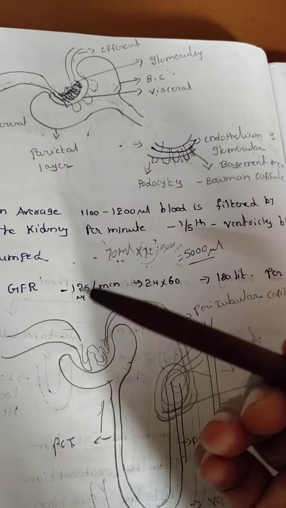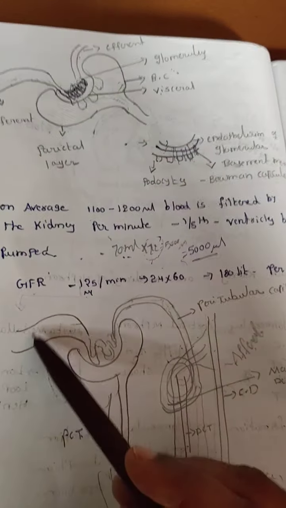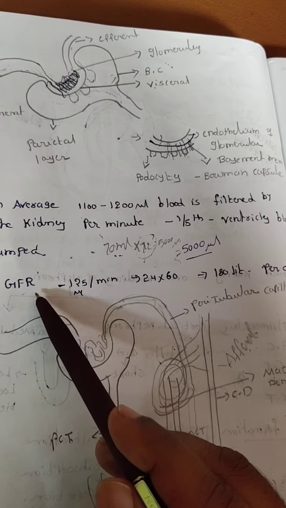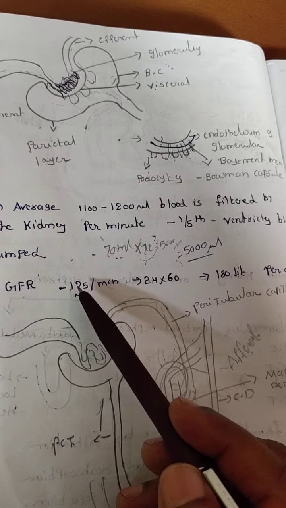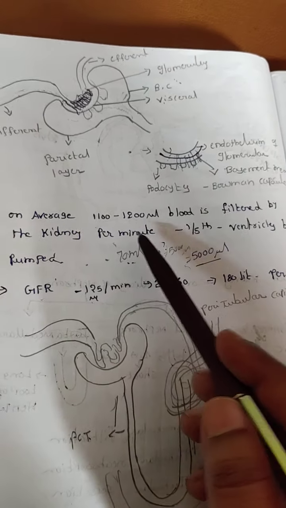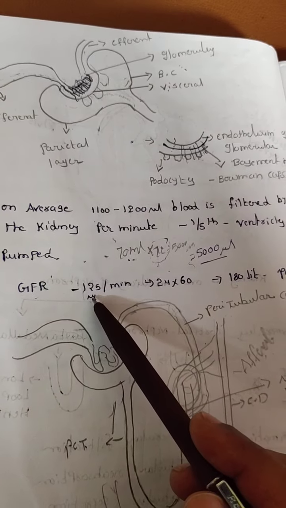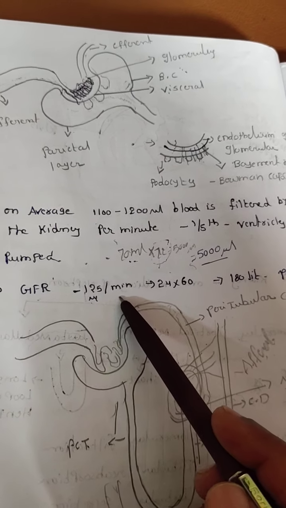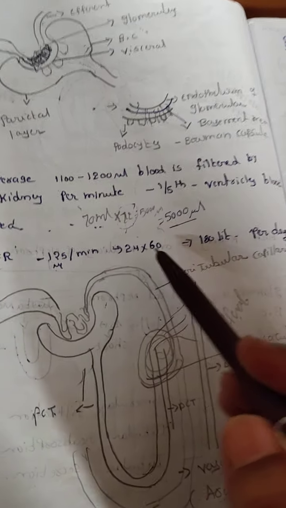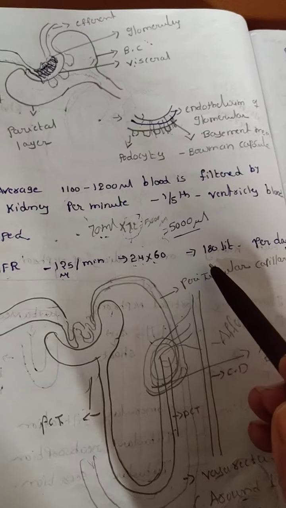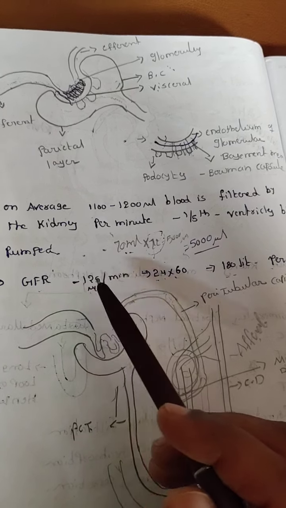Is that right or not? Now in this, how much filtrate is formed? That is called the glomerular filtration rate. Here, per minute, how much blood do we have to filter? It means 1100 to 1200 ml comes here, but filtration takes place in how many ml? 125 ml per minute. That's why 125 ml per minute means, per day, 24 hours into 60 minutes, you get 180 liters per day as the glomerular filtration rate.